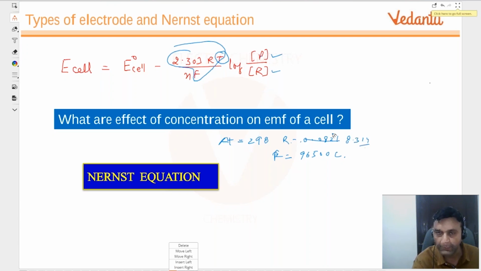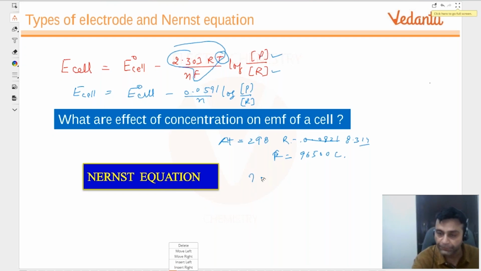Upon solving this, it will come out to be equal to E naught cell minus 0.0591 upon N logarithm of concentration of the product upon concentration of reactant. This is E naught cell. So we say E cell is equal to E naught cell minus 0.0591 upon N logarithm of product upon reactant. Am I clear?